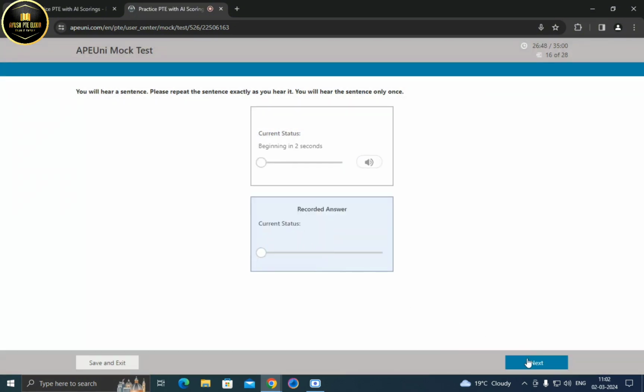Add anything. Human activities are the principal cause of global warming. Human activities are the principal cause of global warming.